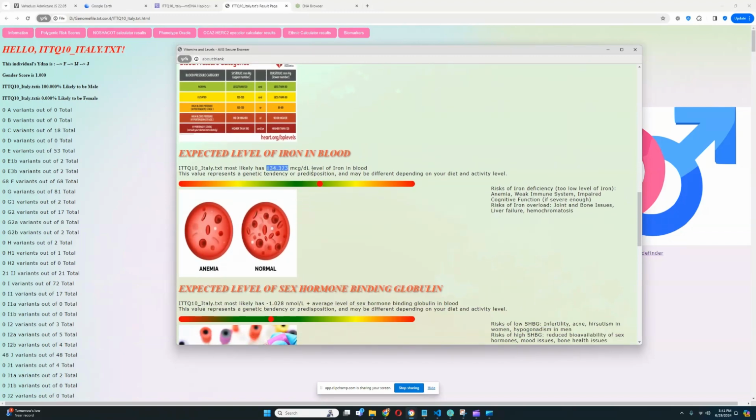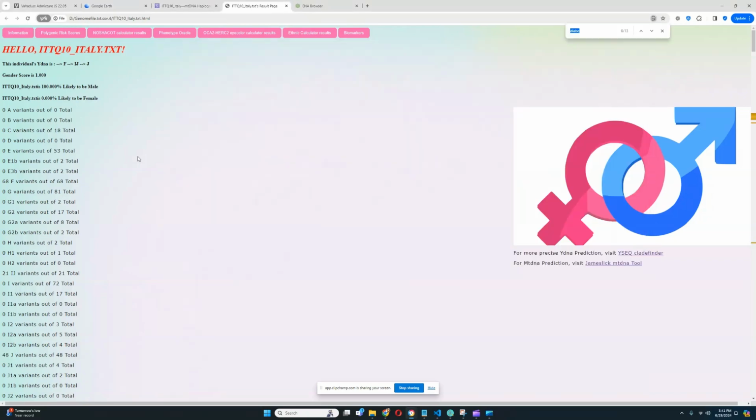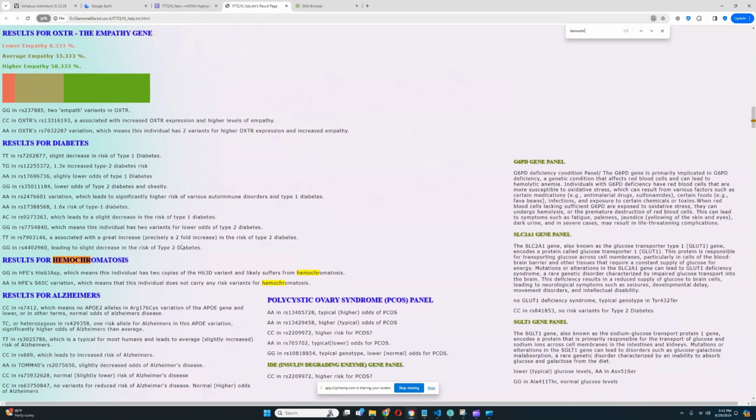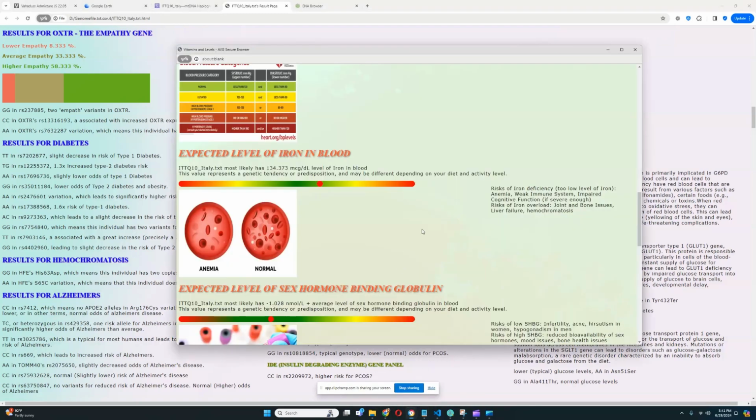Higher level of iron in the blood. So it looks like he does carry hemochromatosis variants. And this is actually a crazy score. 134, that's a crazy score. I don't remember what the units stand for, but let's look up hemochromatosis. So he's got 2 copies of the H63D variant. Yeah, so that's a crazy score for hemochromatosis. That makes sense. That totally makes sense. So he's got definitely some predisposition to hemochromatosis, and you can see that from the biomarkers panel.